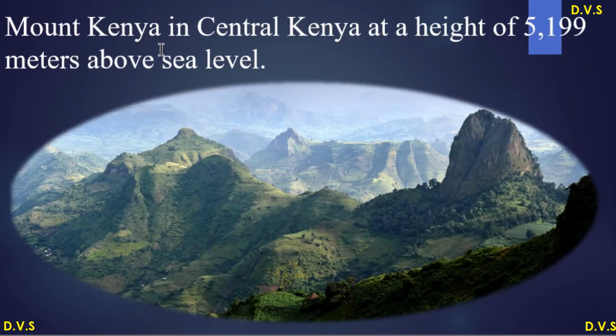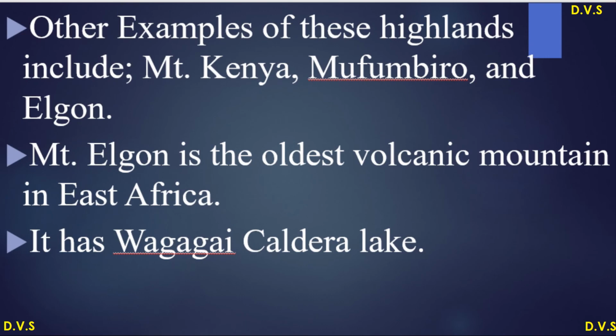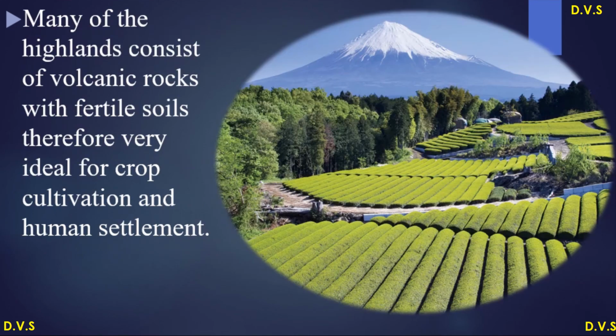And then we have Mountain Kenya in central Kenya at a height of 5,199 meters above sea level. So these are highlands of Mountain Kenya. Other examples of these highlands include Mufumbiro and Elgon. Mountain Elgon is the oldest volcanic mountain in East Africa, and it has a caldera, showing that it is an extinct volcano.